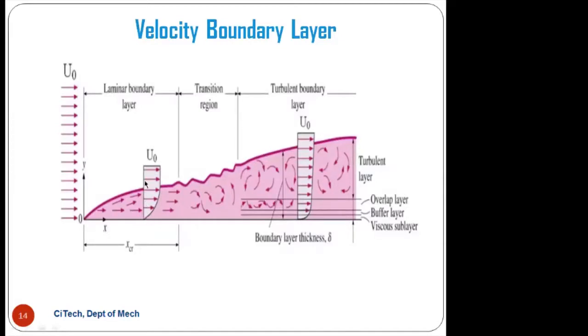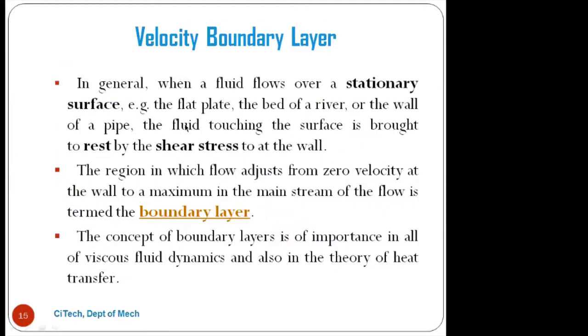As the distance moves perpendicular from the plate, the viscosity decreases and the velocity increases. The point where the velocity of the flow equals the mainstream free-stream velocity, that distance is called the velocity boundary layer. The region in which the flow adjusts from zero velocity at the wall to the maximum in the mainstream of the flow is termed the boundary layer, as we already discussed.